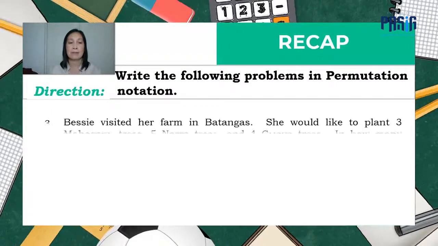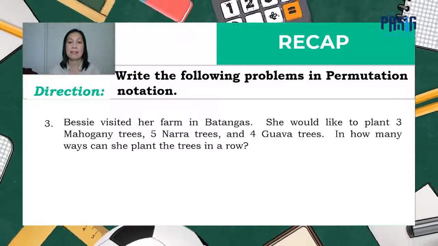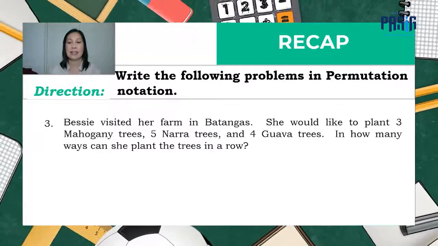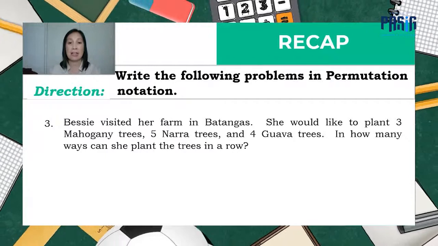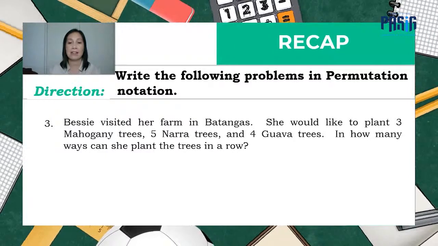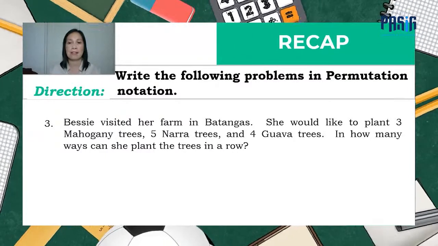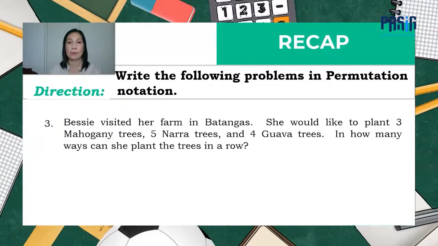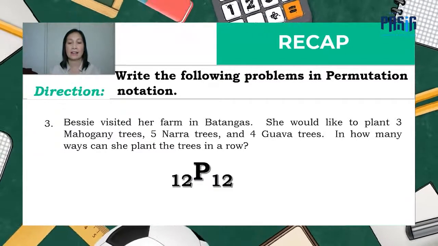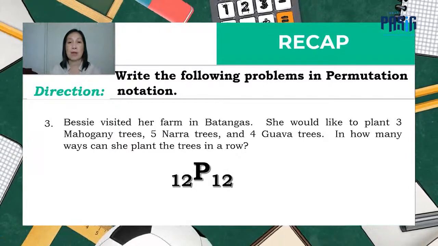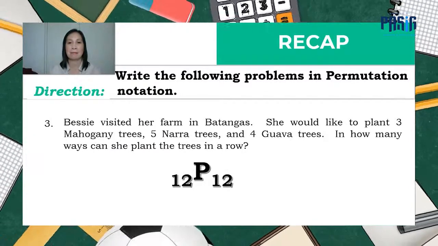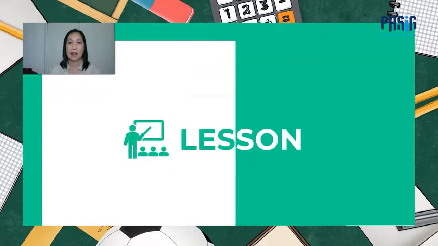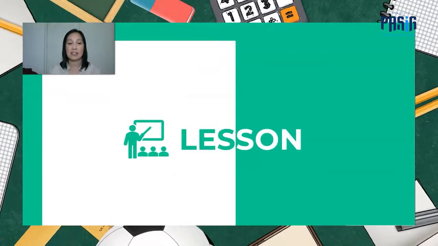Number 3. Bessie visited her farm in Batangas. She would like to plant 3 mahogany trees, 5 nano trees, and 4 guava trees. In how many ways can she plant the trees in a row? Okay, correct. That is the permutation of 12 taken 12 at a time. Now, let us go to our lesson.